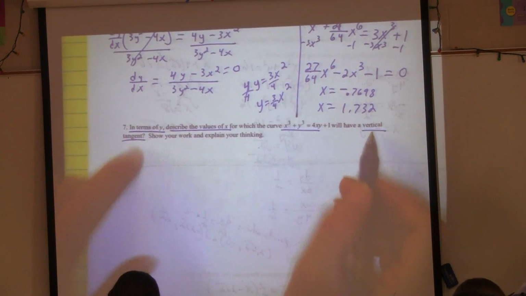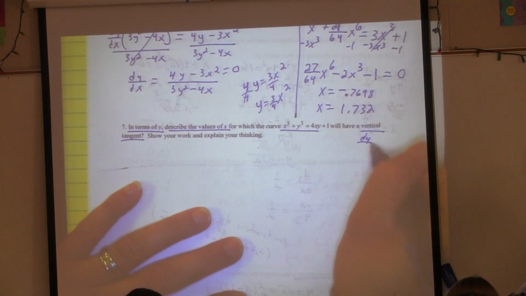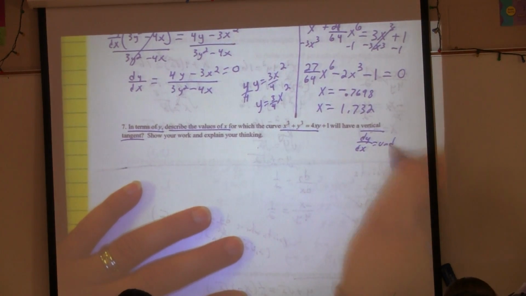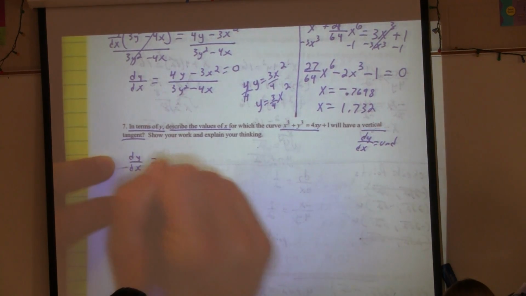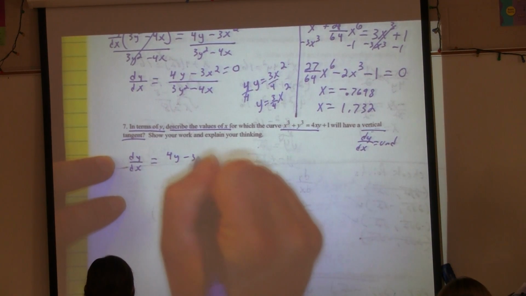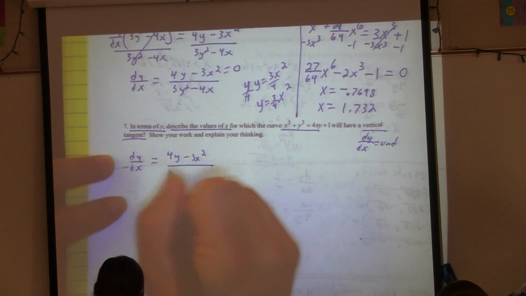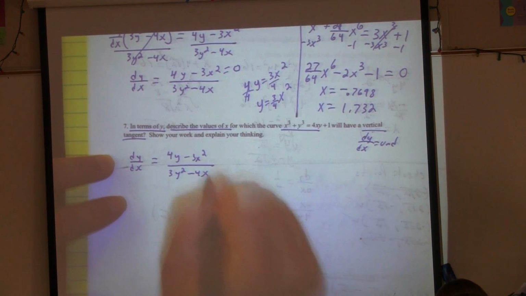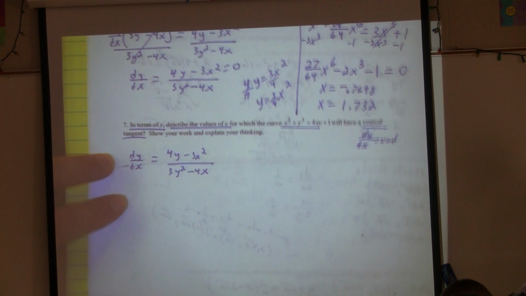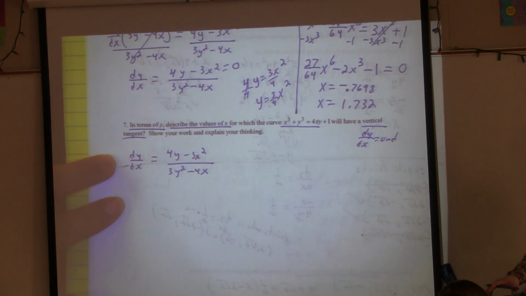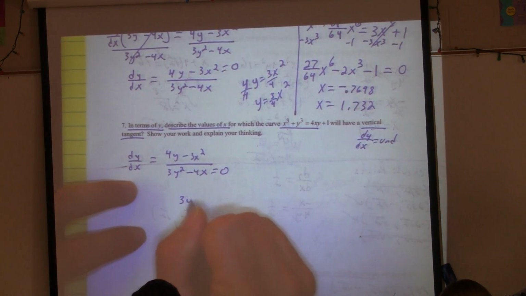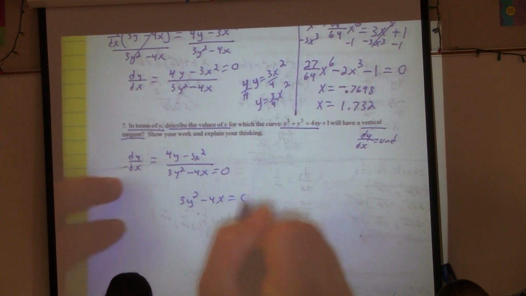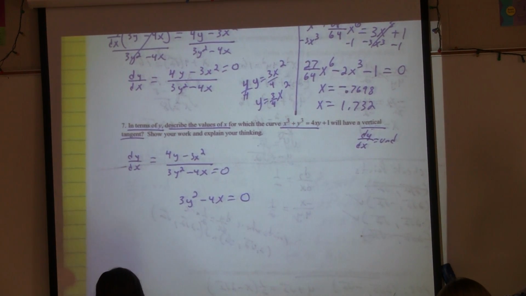When would I have a vertical tangent line? Denominator equals 0. When the derivative is undefined, and our derivative is what? 4y minus 3x squared over 3y squared minus 4x. This is going to be undefined when what part of it is equal to 0? The denominator, right? Okay, so ultimately to solve this, I need to get 3y squared minus 4x and equal it to 0. And I need to make that what?